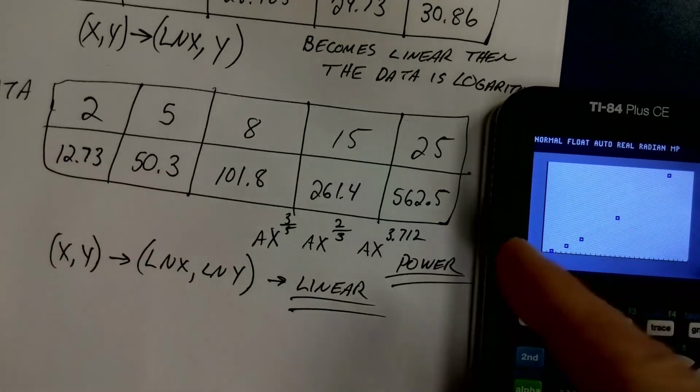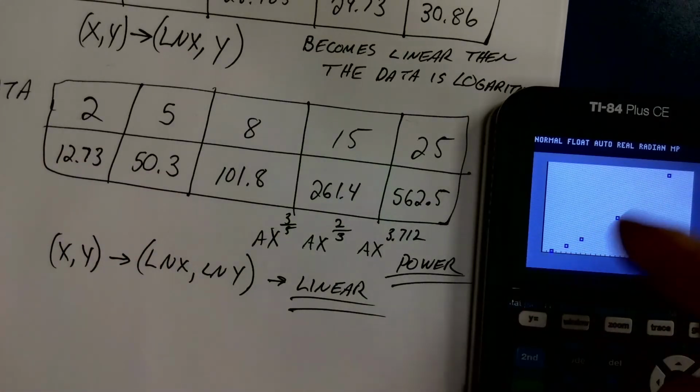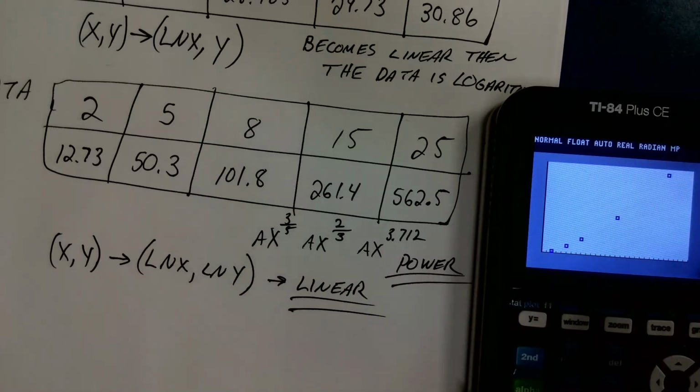Definitely got some curvature, right? A little curve. It's not a straight line. It's got some little curve. Is that an exponential curve? Is that a quadratic curve? Is that a cubic curve? What kind of curve is going on?